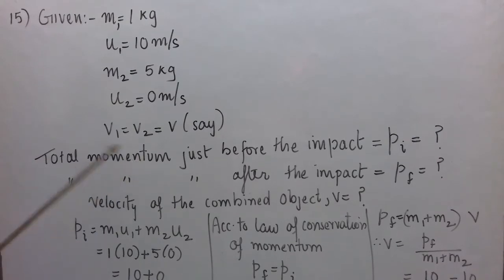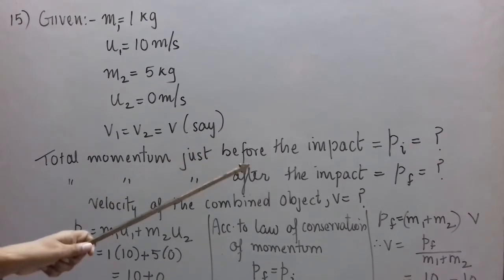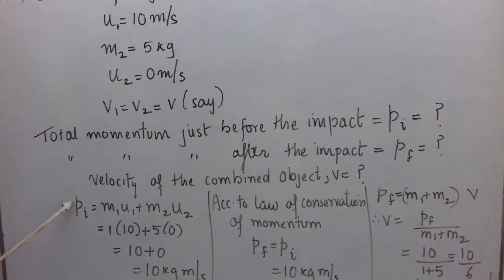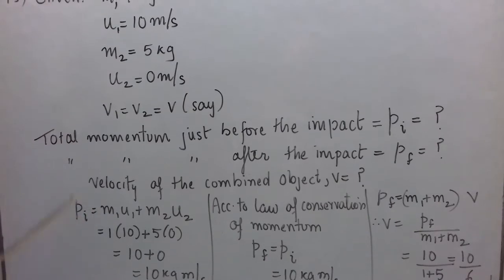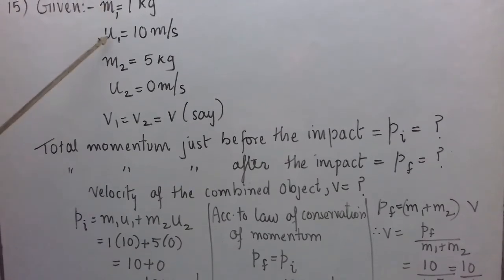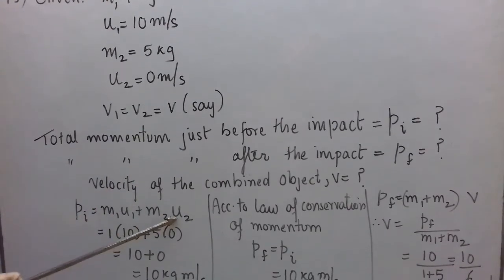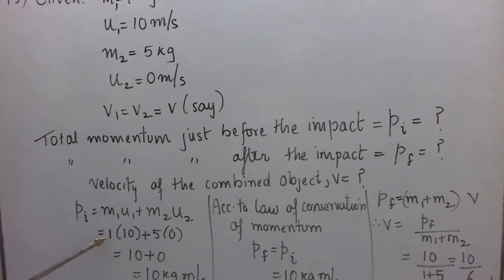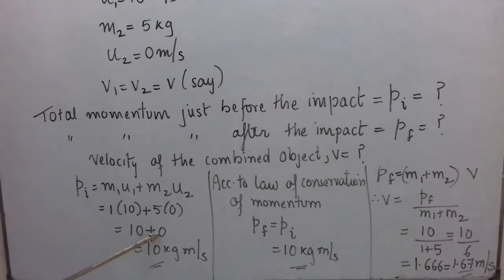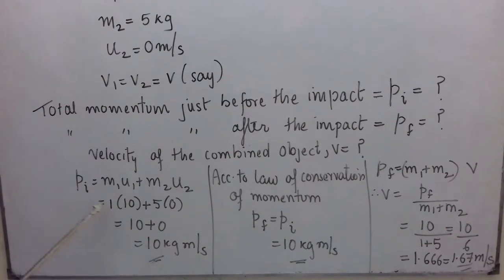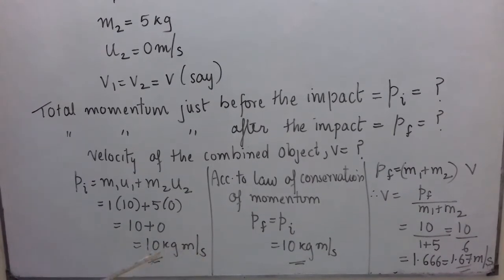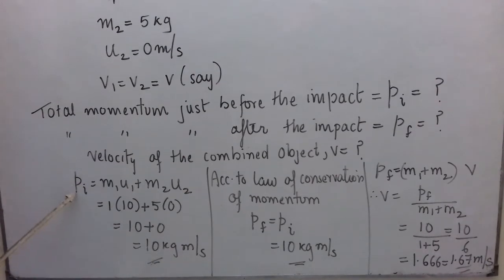So let us do this first. Total momentum just before the impact. If this is the total momentum Pi, total initial momentum will be the initial momentum of this object and the wooden block. So it will be m1 u1 plus m2 u2. Putting the values, 1 into 10 plus 5 into 0, we get 10 plus 0. So total initial momentum is, after simplification, 10, and momentum has a unit kg meter per second. So 10 kg meter per second is the total initial momentum.